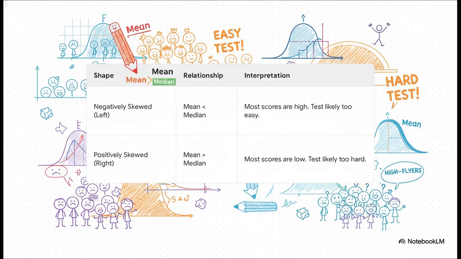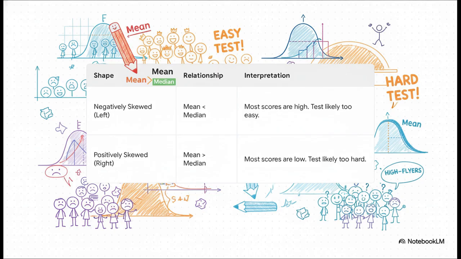Check this out. If a test was too easy, what happens? Most of the scores bunch up at the high end, right? This creates a negative or left skew. Those few low scores act like an anchor, dragging the mean down below the median, which is the true center. This isn't just some abstract shape. It's a huge red flag telling you your test might have been too simple. And the exact opposite happens with a really hard test. It creates a positive skew where a few star students pull the mean up, making the whole group look better than they actually perform.